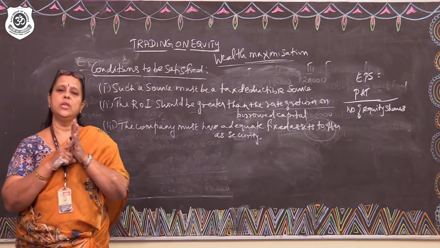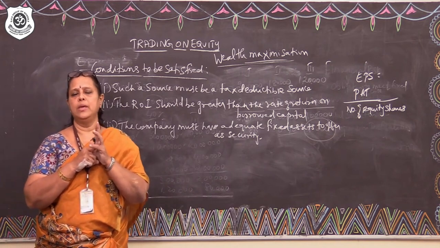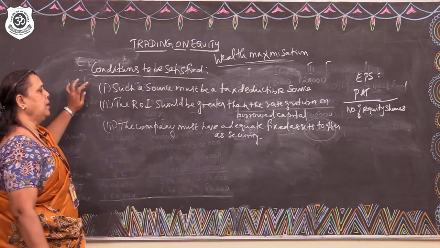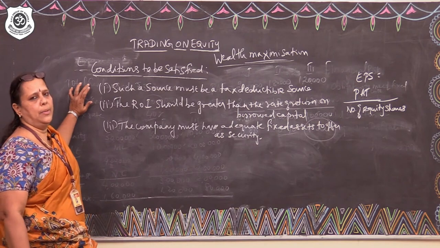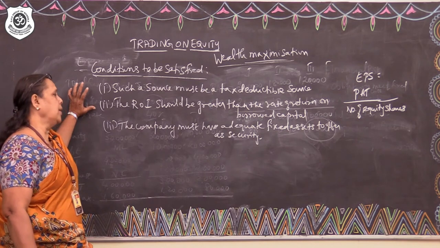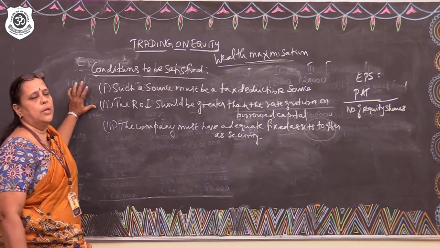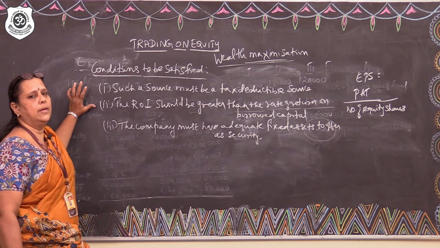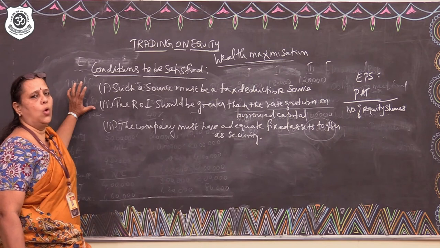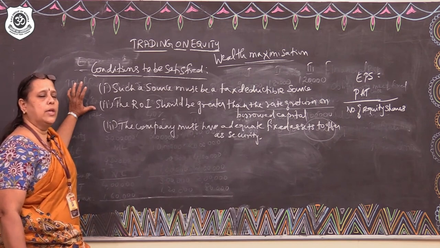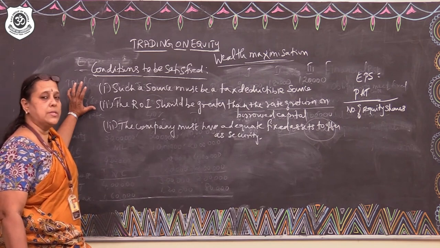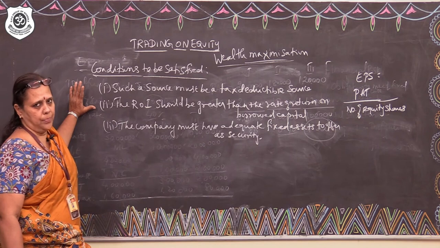But the situation is possible only when the company is able to satisfy 3 conditions. Number 1, whatever borrowed capital the company has raised, that should be a tax deductible source. Number 2, the company's total return on investment must be greater than the return on investment payable to the borrowed capital. And we know pretty well that all borrowed capital are secured against the assets of the company. Therefore, the company must have adequate fixed assets to offer as security.